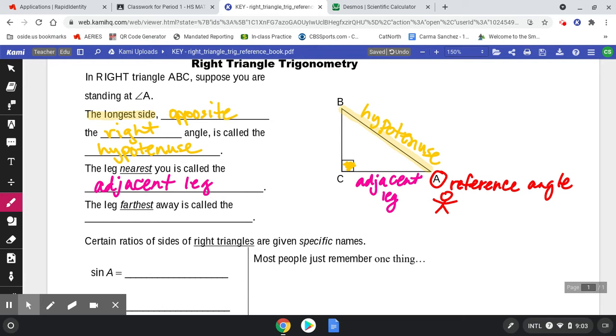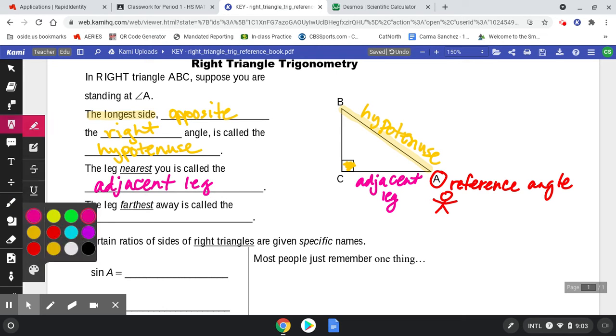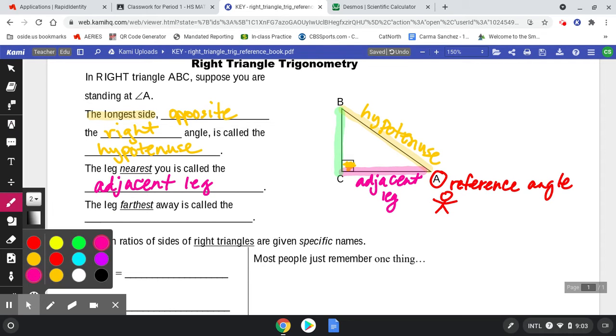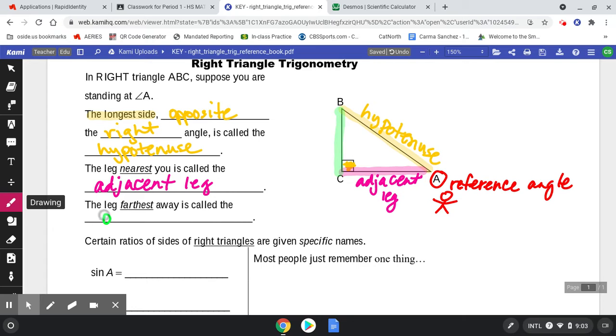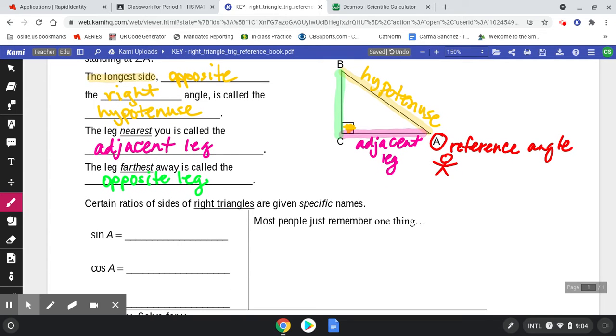And finally, what would we call that leg that is across from you? So let's make this one pink. The leg across from us is called the opposite leg. Okay, so now that we've got this whole thing labeled and we've got their names down, let's talk about these specific ratios of right triangles. Given specific names, this is right triangle trig.